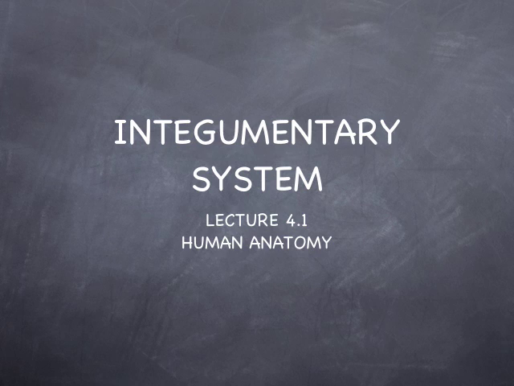So let's start a lecture on the integumentary system. One of the 11 organ systems in the human body is called the integumentary system. And it's basically a one-organ system. Okay, your skin is the one and only organ in the integumentary system. Seems kind of crazy to have a whole system that is just one organ.